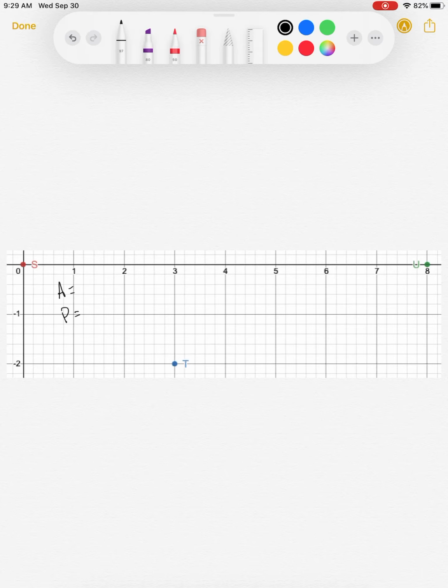This looks like a triangle to me. So we connect the sides, make ourselves a nice pretty triangle. The area is going to be half the base times the height, and the perimeter is going to be all the sides added together. So let's see, what do we want to do first?